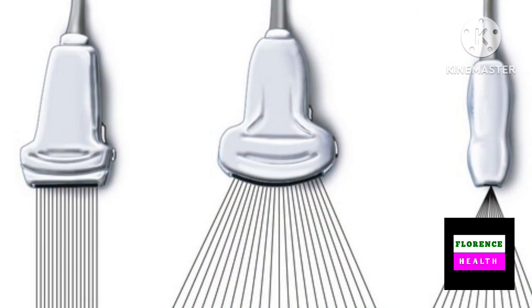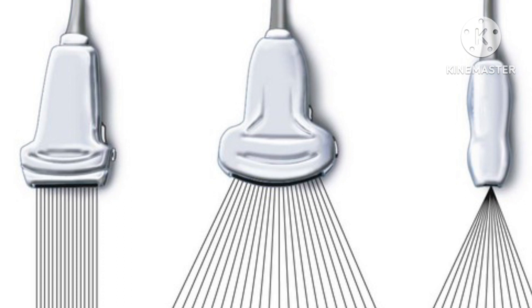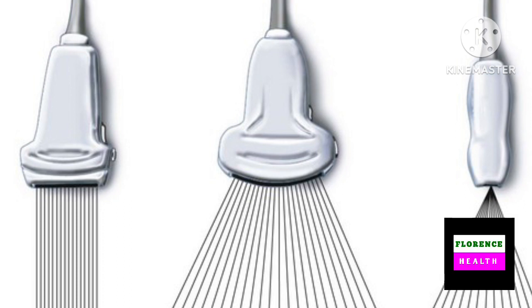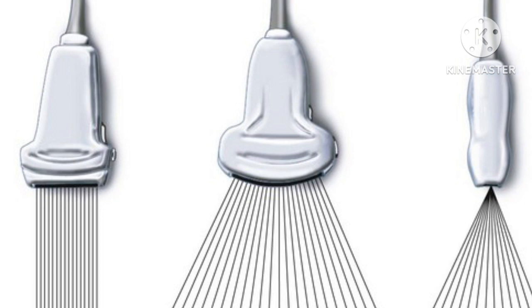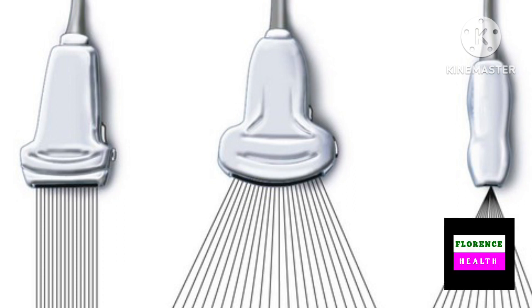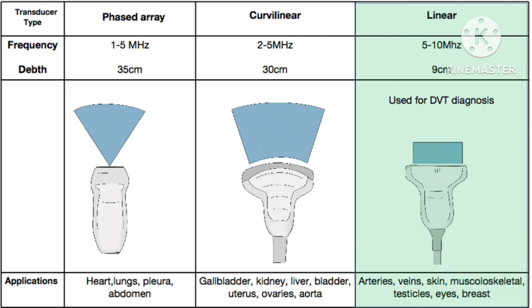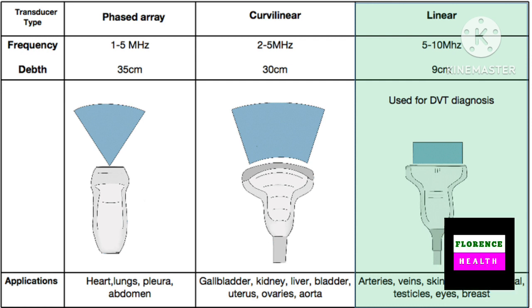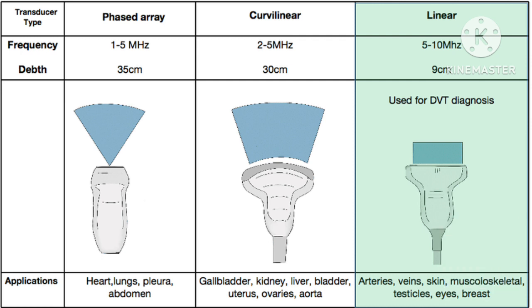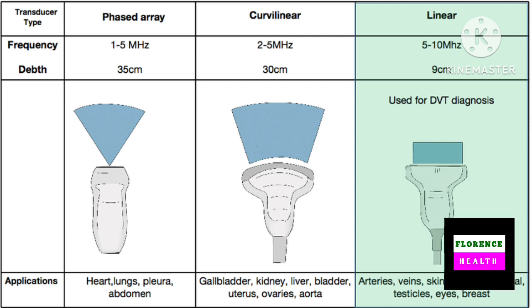This slide showing 3 transducers, where the left one is linear, the middle one is curvilinear and the right one is cardiac transducer. Out of 4 transducers, linear and convex transducers are more commonly used. Cardiac transducer uses frequency in between 1 to 5 MHz, curvilinear transducer uses frequency in between 2 to 5 MHz and linear transducer uses frequency in between 5 to 10 MHz.